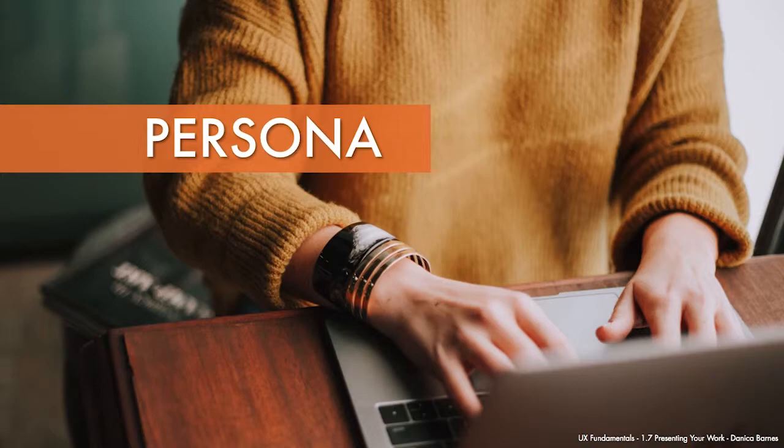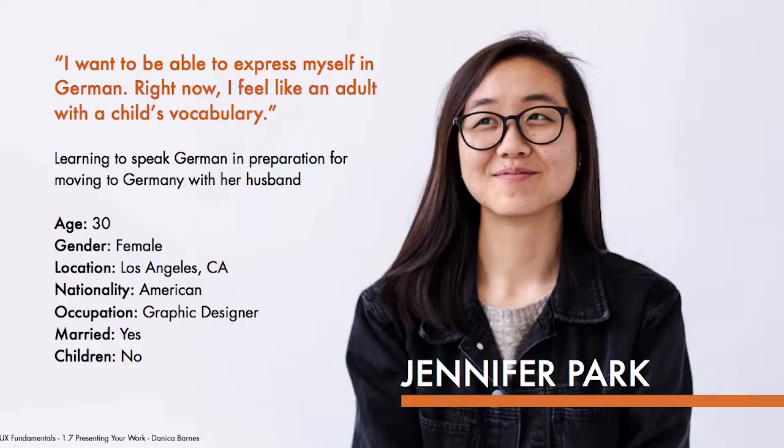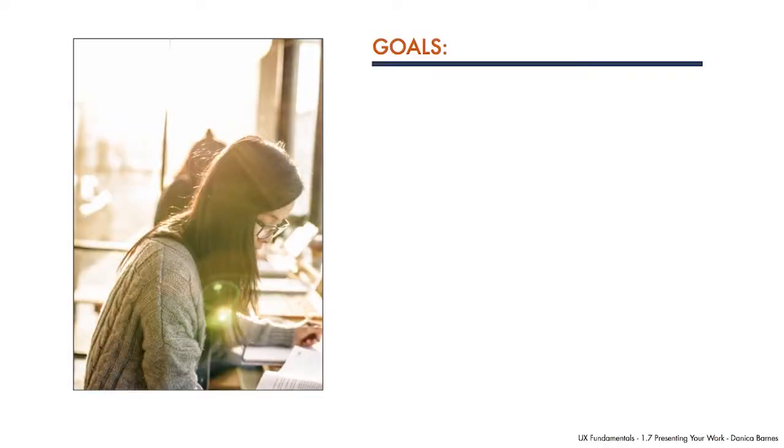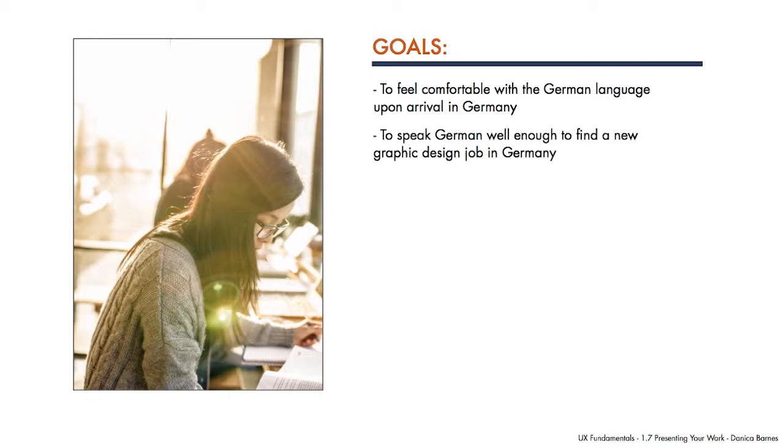And that played a big role in the creation of our persona, who is named Jennifer Park, and her situation, like Cassie, is that she's from the United States and is moving to Europe. In her case, she's moving to Germany. And so Jennifer has 2 main goals. The first is that she wants to be able to feel very comfortable with the German language when she arrives in Germany. And her second goal is that she needs to be able to speak German well enough to get a new graphic design job once she's settled in the country.